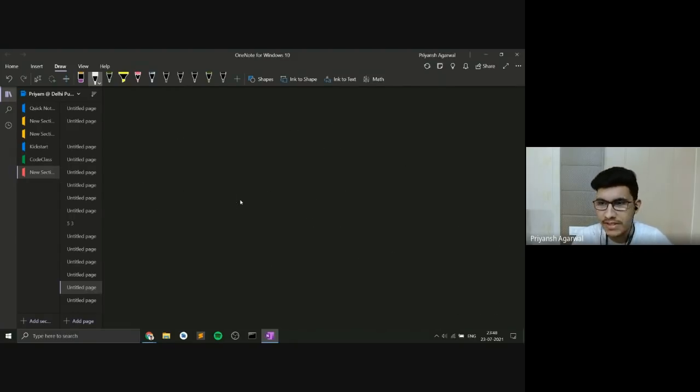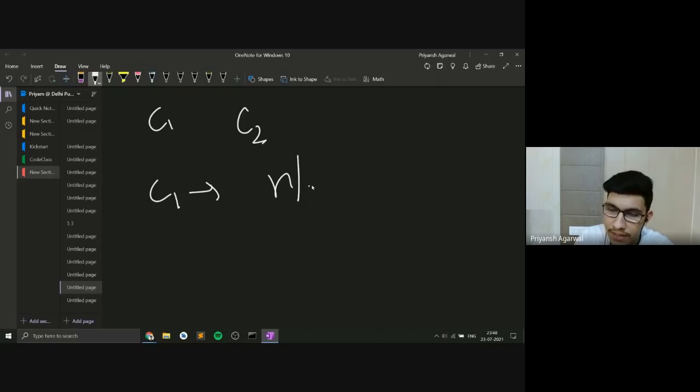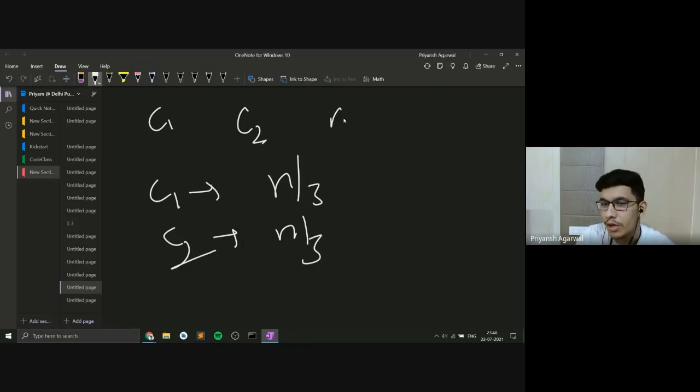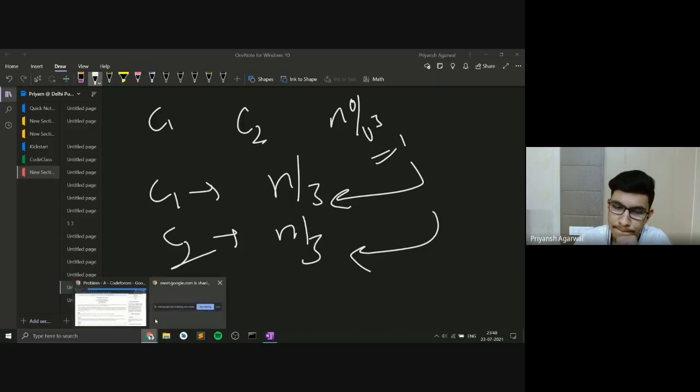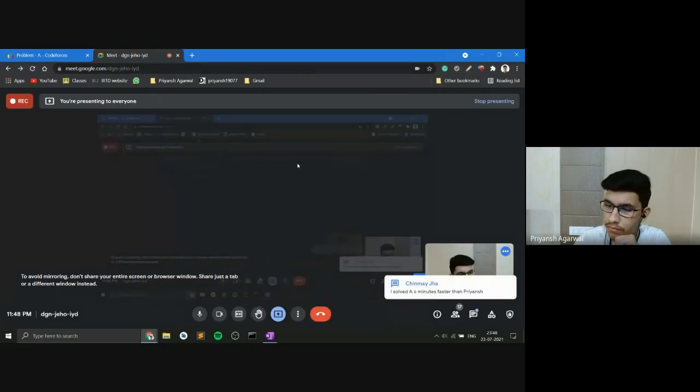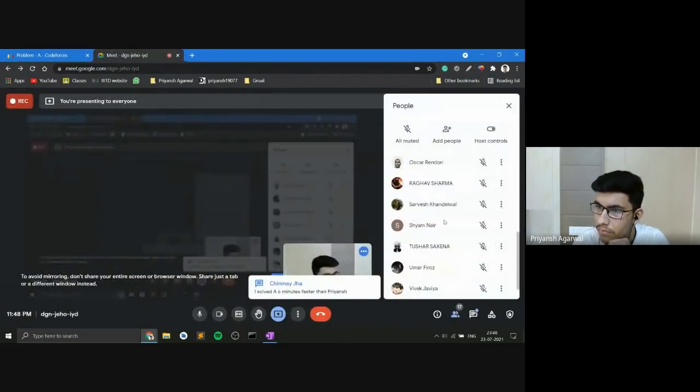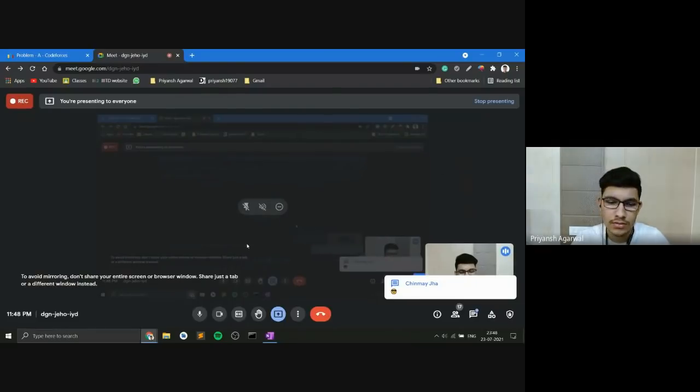So basically, what you can do is find C1 and C2 like this. C1 will be n by 3, and C2 again will be n by 3. But now if you take n modulo 3, if this comes out to be 1, you can add a 1 to C1. If this comes out to be 2, you can add a 1 to C2. Right? So is this whole question clear? Somebody can let me know if they have any doubt in this problem.